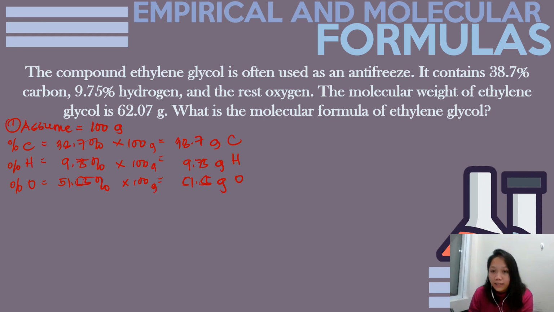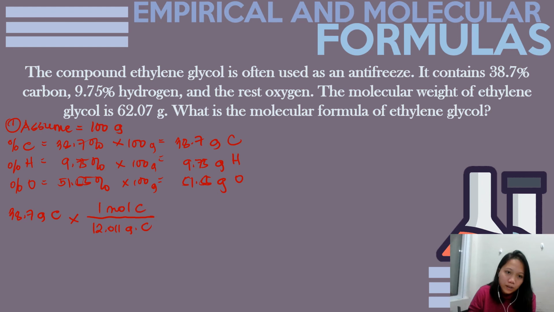Now, we already have the grams. The next step is to identify the number of moles. So, for your carbon, you have 38.7 grams of carbon. You multiply it with the molar mass. So, you have 12.011 grams of carbon in every 1 mole of your carbon. So, you cancel out now grams of your carbon. Now, you have the mole of your carbon as 3.222 mole of carbon.